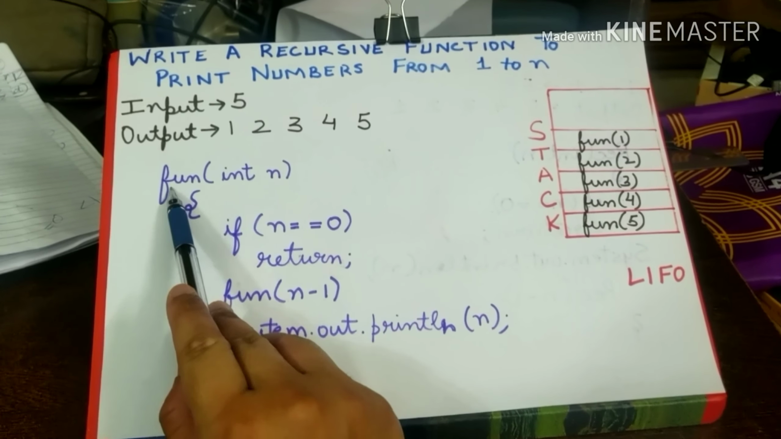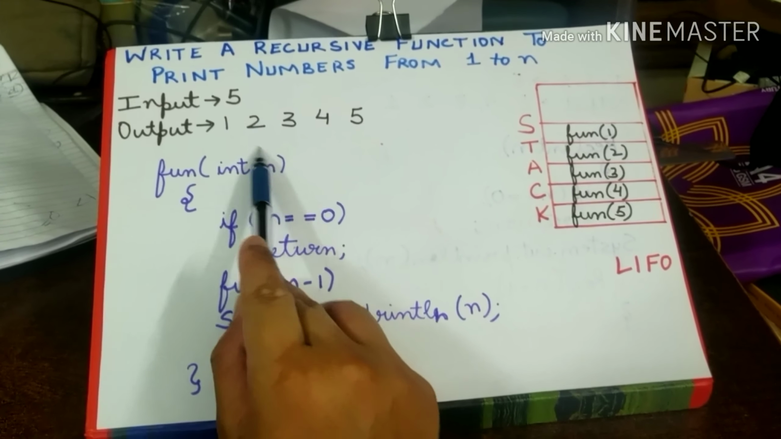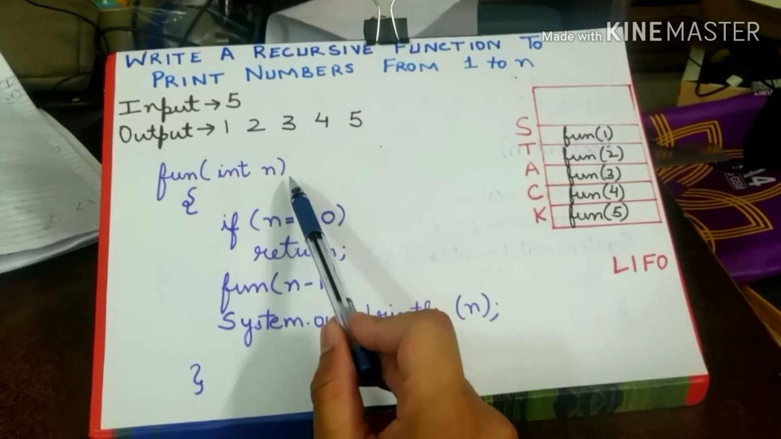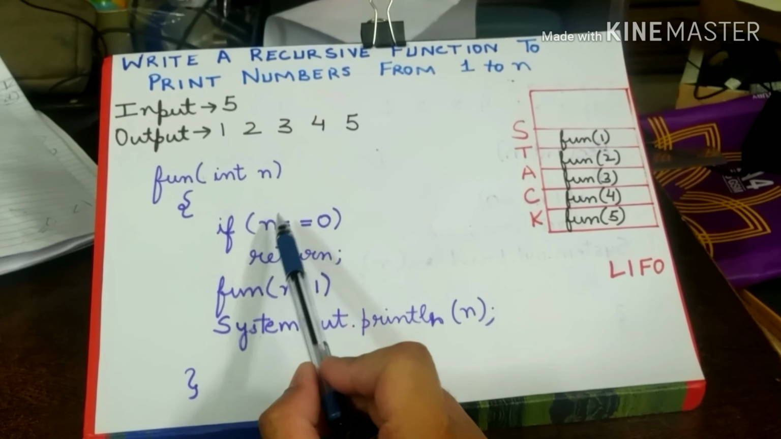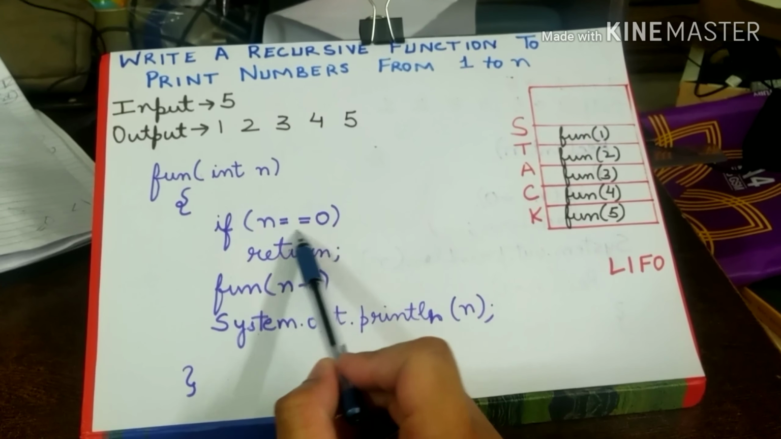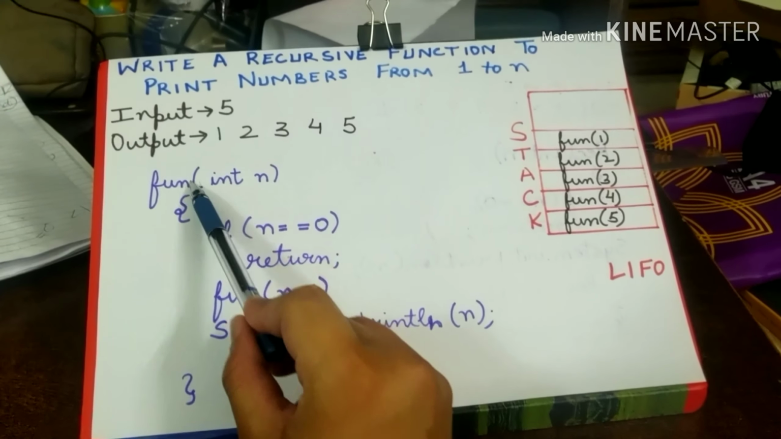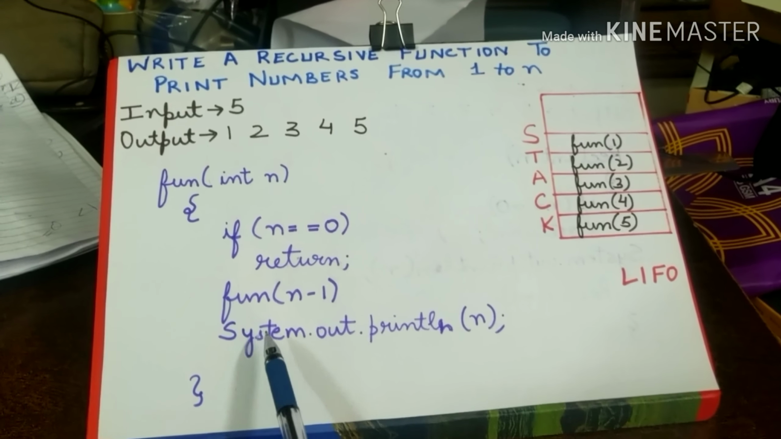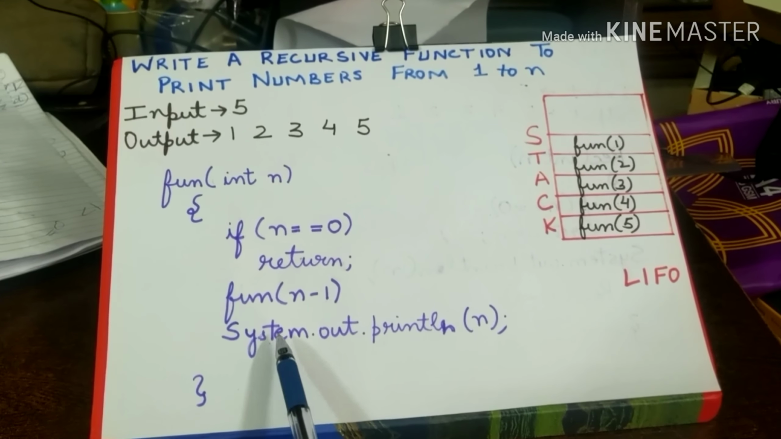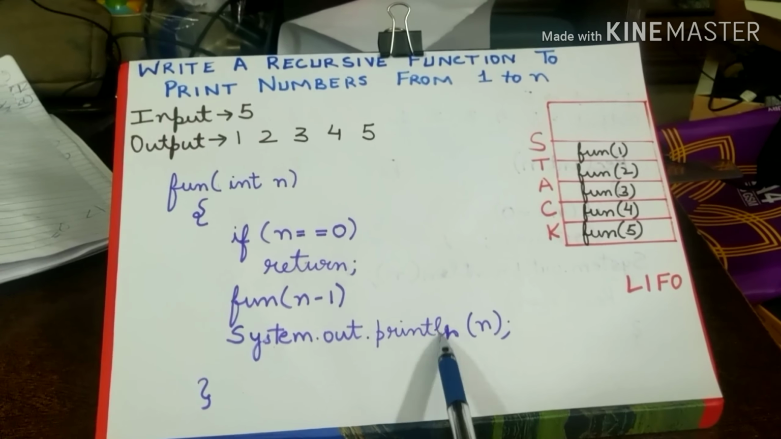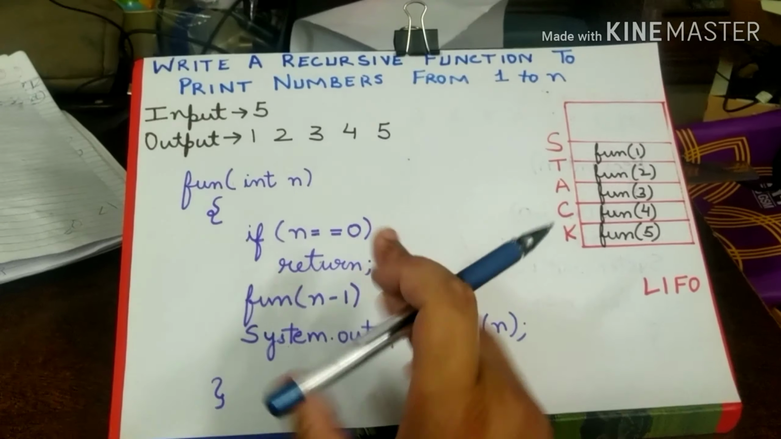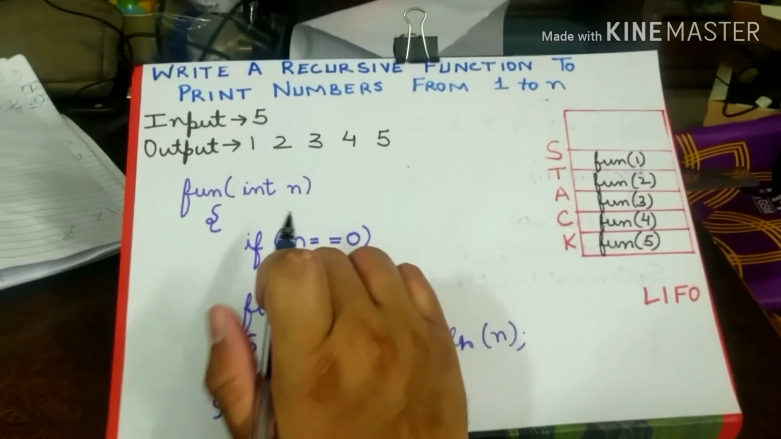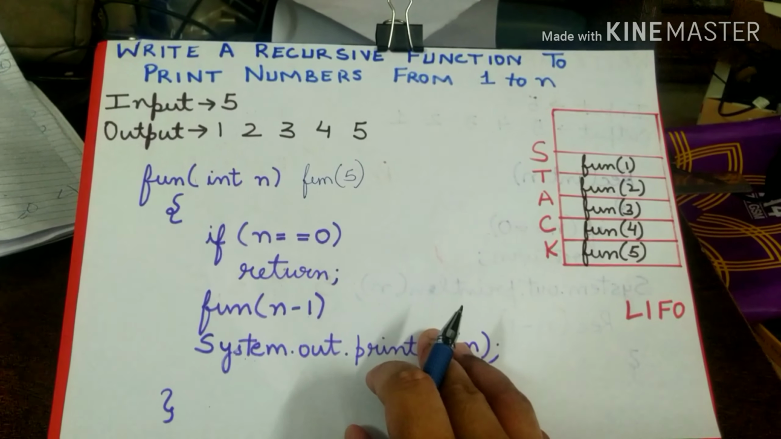We create a method fun, parameter int n. N is a variable. If n is equal to 0, then return. Then this method calls another method, that is fun(n minus 1). Then it executes a statement, System.out.println(n). So we need to calculate fun 5.